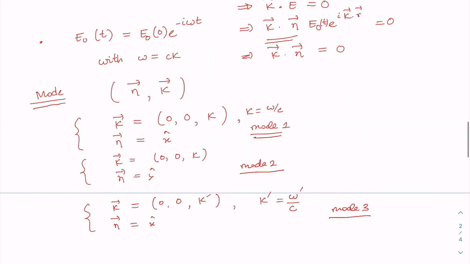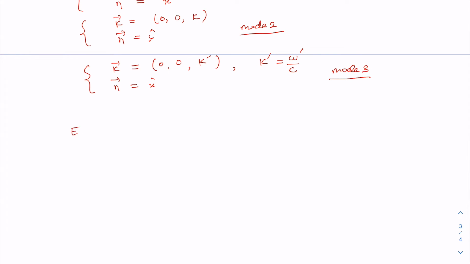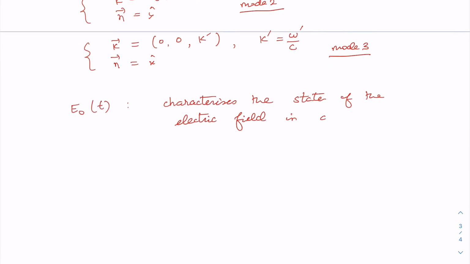However, please note that this E0t, which is the complex amplitude of the electromagnetic wave, characterizes the state of the field in a given mode. So let me write here: E0t characterizes the state of the electric field in a given mode.